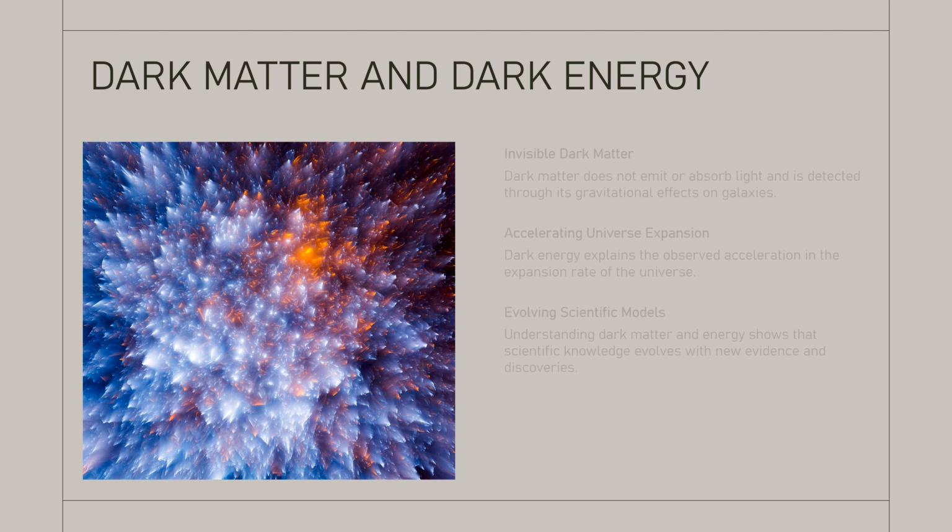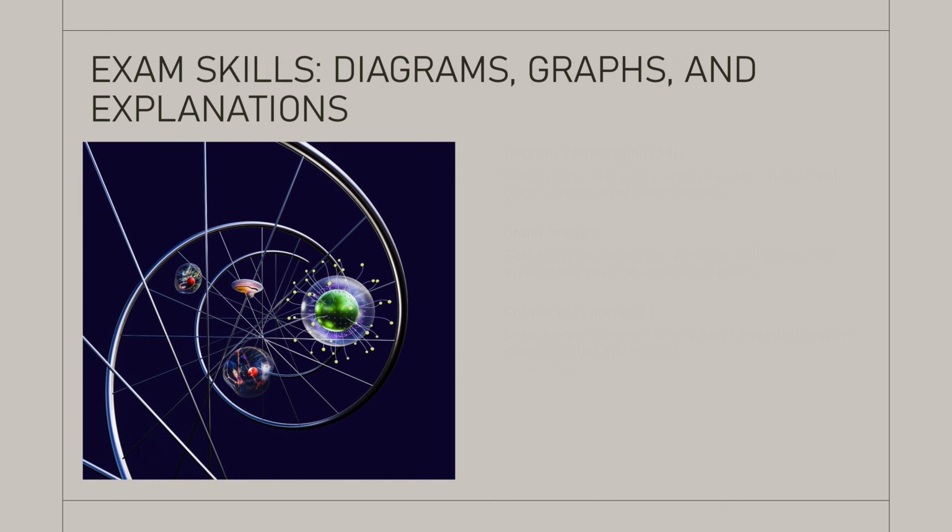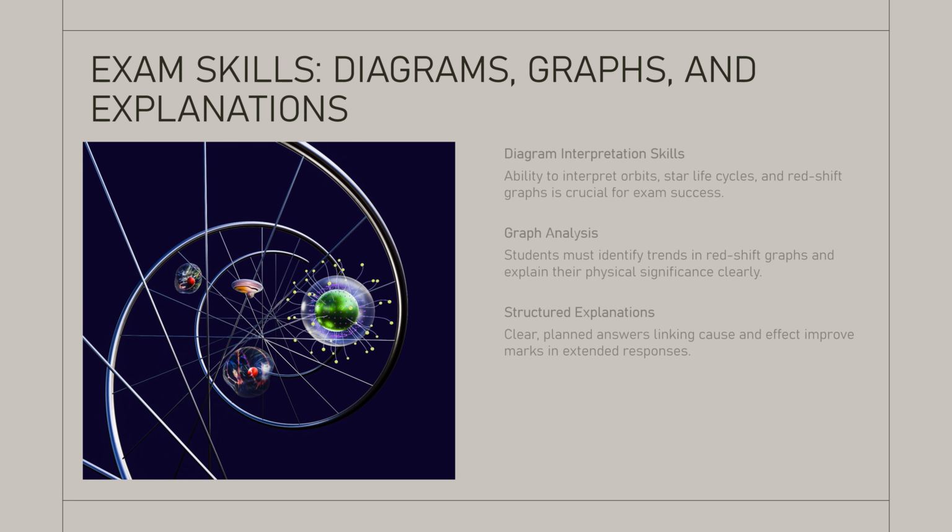Dark matter and dark energy are two unseen components of the cosmos. Normal matter makes up 5%, dark matter makes up 27%, and dark energy makes up 68% of the universe. Interpreting diagrams requires understanding key visual models: star life cycles, orbital motion, and redshift.